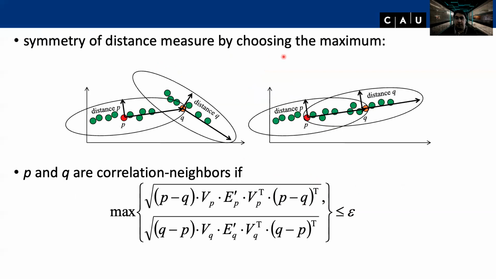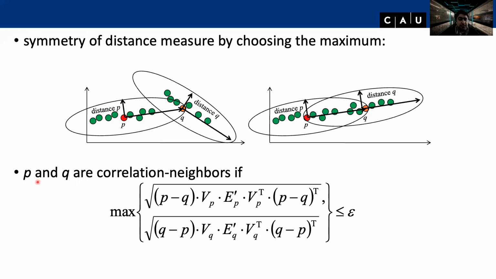So the symmetry of the distance measure, how do we obtain it? As mentioned, we have here P and Q. The distance from P to Q may be different than the distance from Q to P, so they may yield different results. And the question is, how do we actually compute the distance now? We have a distance between P and Q and between Q and P. How can we somehow maintain some kind of symmetry?